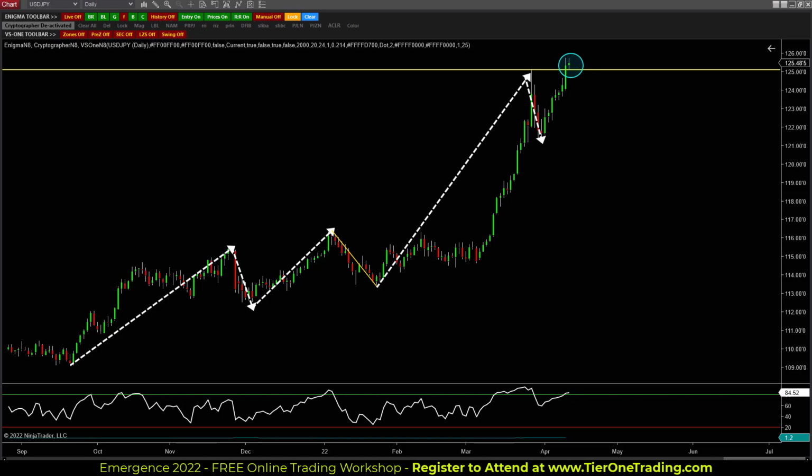So we would expect a continuation higher. Why did you choose the wick as the level? Ooh, good question. So who can answer that? Good question. Why did I choose the wick?